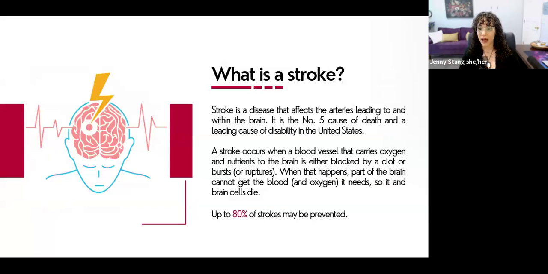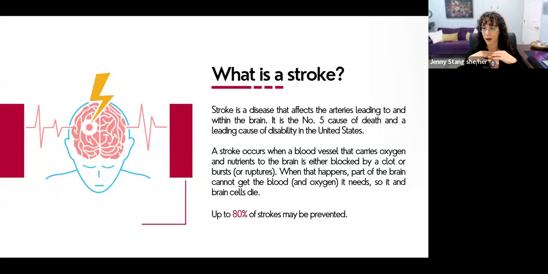Stroke is the disease that affects the arteries that lead to the brain and are within the brain. It is the number 5 cause of death and the leading cause of disability in the United States. So this is definitely something that impacts all of us to some degree, right? Whether we are caring for someone who has experienced stroke, if we ourselves experience stroke, or if we know people within our circle, it is a very prevalent occurrence, okay?